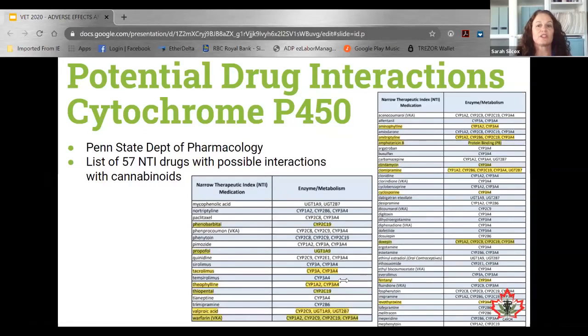I thought I was doing a really good job at making up that last slide, but recently the Penn State Department of Pharmacology put out this list of 57 narrow therapeutic index drugs that may be affected by cannabis use. The list includes drugs that we often use in veterinary practice, such as aminophylline, amitriptyline, clindamycin, cyclosporin, doxepin, fentanyl, levothyroxine, phenobarb, propofol, tacrolimus, theophylline, warfarin.